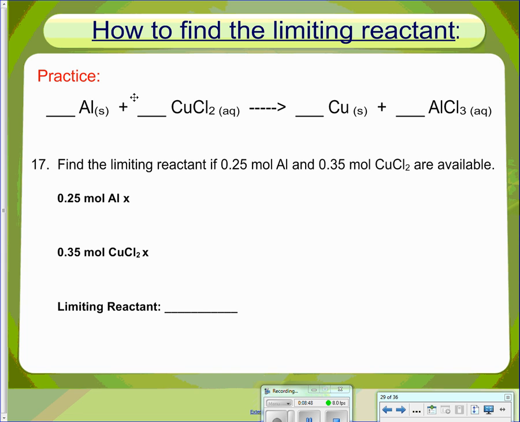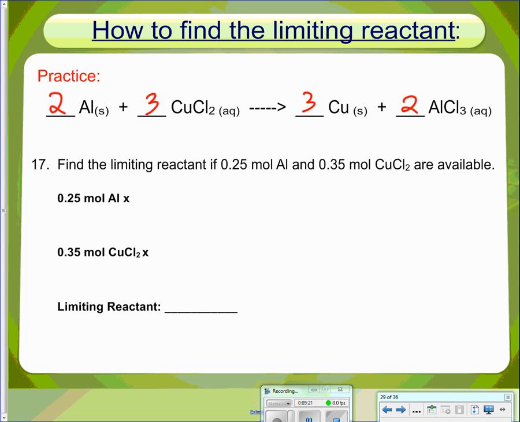Let's try one. So the first thing you have to have is a balanced chemical equation. At this point, we really expect that you're good at this. So I'm going to balance my equation. And then I'm going to work my problem. So find the limiting reactant of 0.25 moles of aluminum and 0.35 moles of copper 2 chloride if they are available. So the first step told me that I needed to convert from reactants to products.